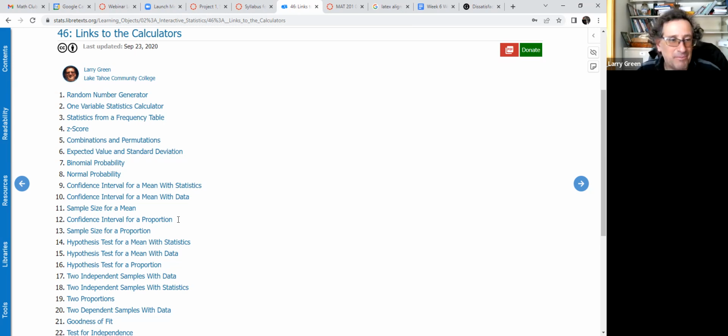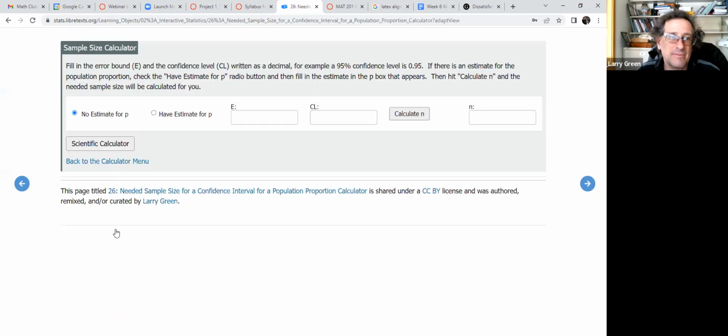Okay, so I'm going to go sample size for a proportion. And here I put in little radio buttons: no estimate for P or have an estimate for P. Do we have an estimate for the proportion of EV vehicles in the United States based on the question? Okay, the question didn't talk about it at all, right? It just said, here's the margin of error we want, and we want a 99% confidence interval, right? We don't have any idea what percent. So if you have no idea what percent, then you click on the no estimate for P.